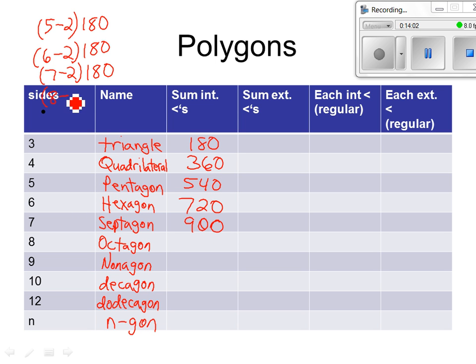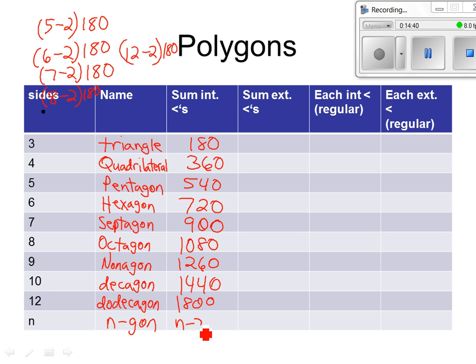I'm going to stop here in a second. 8 minus 2 times 180. The next one's going to be 9 minus 2 times 180, right? What are you doing each time? Adding 180. 1440. Now you got to be careful here because we were adding 180, but now we skipped one, right? So 12 minus 2 times 180, 1800. And on the bottom down here, we're just going to put the formula, n minus 2 times 180. That's how you find it, no matter what the number of sides is, n minus 2 times 180.